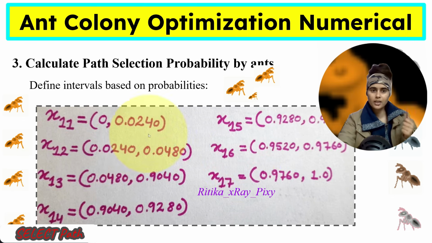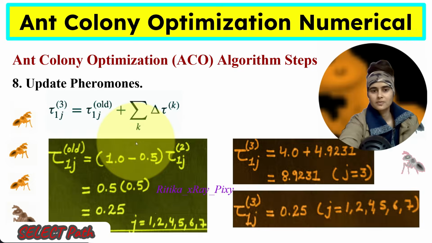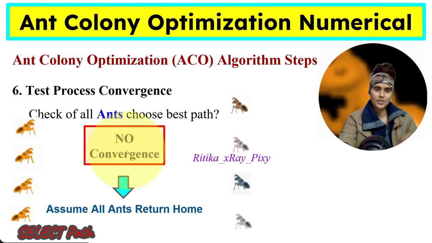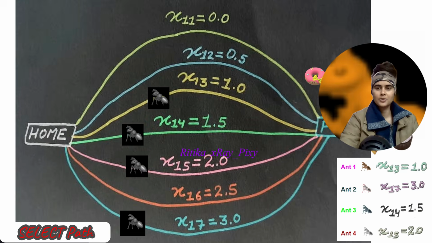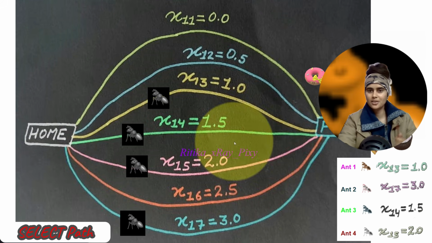Now again define the intervals based on the probabilities. Here you can see we defined all the intervals, and then again we will take 4 random numbers and repeat the process, and check if there is convergence or not. If there is convergence, then display the best solution, that is the best path. If there is no convergence, then again return the ants to home and start the search again.